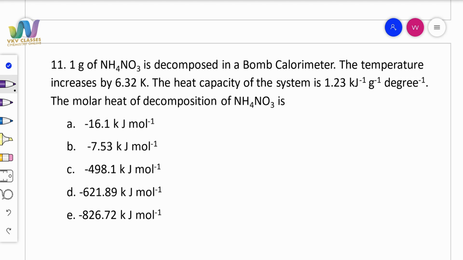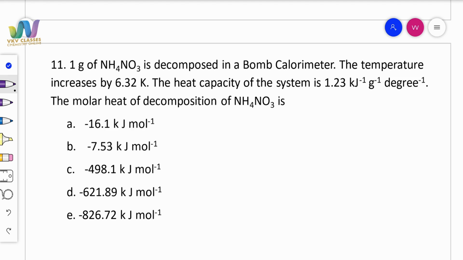1 gram of ammonium nitrate is decomposed in a bomb calorimeter. The temperature increases by 6.32 Kelvin. The heat capacity of the system is 1.23 kilojoules per degree per gram. The molar heat of decomposition of ammonium nitrate is.